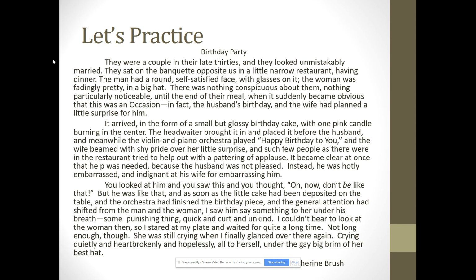She was still crying when I finally glanced over there again. Crying quietly and heartbrokenly and hopelessly all to herself under the gay big brim of her best hat.